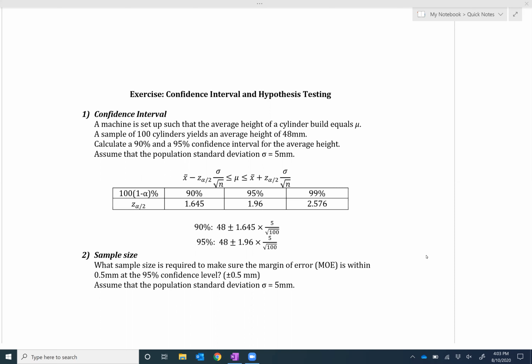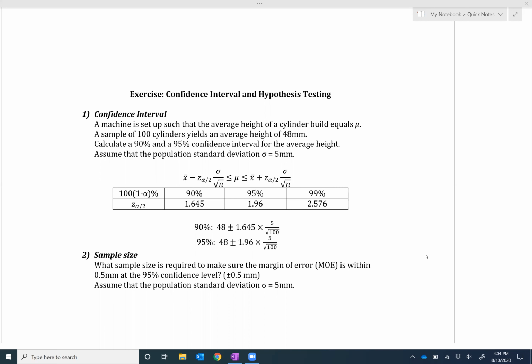A machine is set up such that the average height of a cylinder built equals mu. That means you have an AM machine or a cutting machine, you're trying to build a cylinder, and you want the height to equal mu, okay? So a sample of 100 cylinders yields an average height of 48 millimeters. This is a sample mean, and then we have the population mean, that is mu.